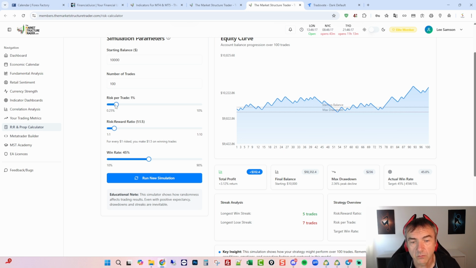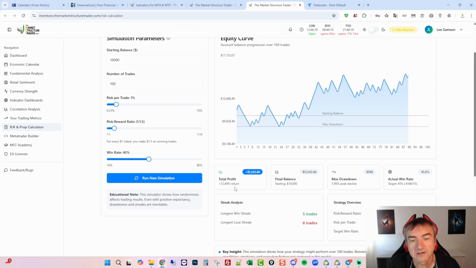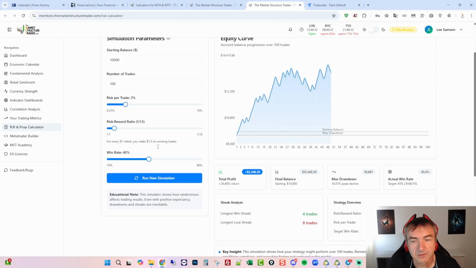If we increase that to 1%, that $300 suddenly becomes $1,200. Nothing else has changed. Our win streaks, our losing streaks, but our maximum drawdown has increased. Okay, so that's gone up to 6% now. If we now increase up to 2% per trade, we are suddenly taking 16% drawdown on our account, and we've made twice as much money.